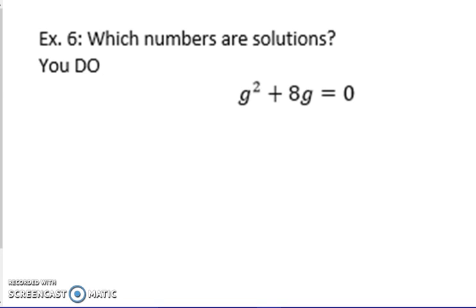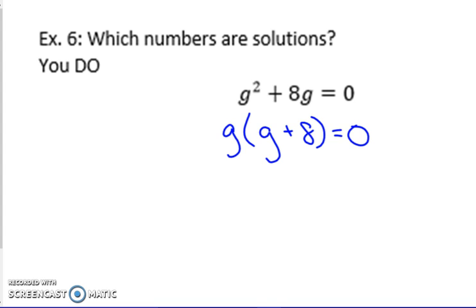Our last example. If we look, it doesn't look like quadratic formula because we don't have a c. Well, if you need to put a c there, we can add a plus 0. But let's start by factoring out our GCF. They both have a g, so I'm going to factor out a g. I'm left with g plus 8. Well, now I don't have it in quadratic form, so I don't have to do my ABCs, but we need to still find our solutions.